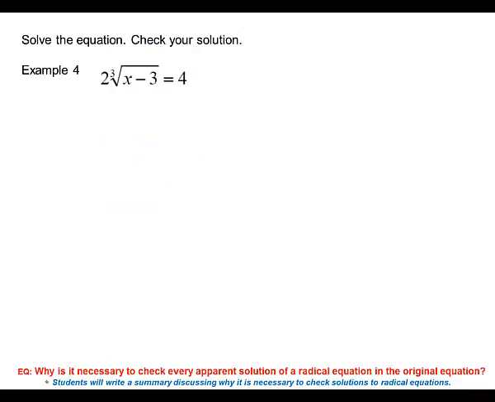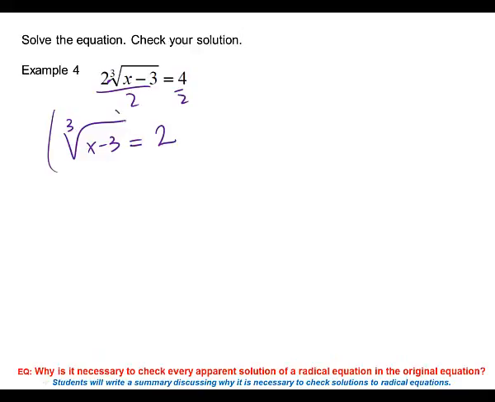All right, let's try the next one. A little bit different on this one. We are multiplying. I've got to get that multiply off of there first. So how do I move the 2 to the other side? We're going to divide it. Good. So we've got the cube root of x minus 3 equals, what's 4 divided by 2?